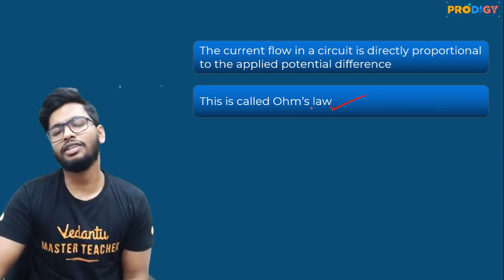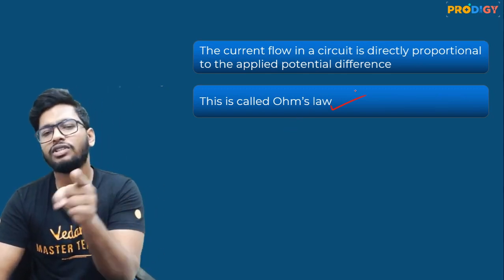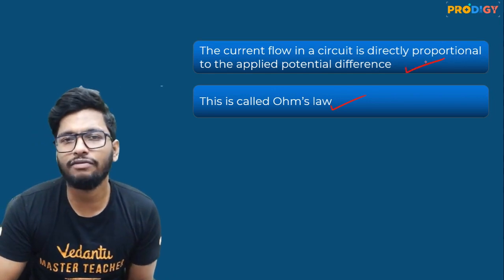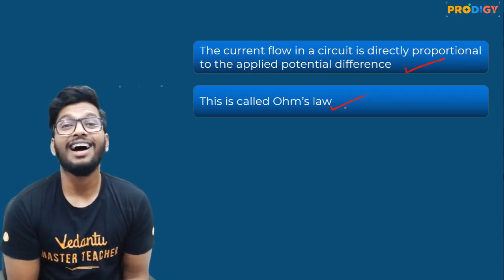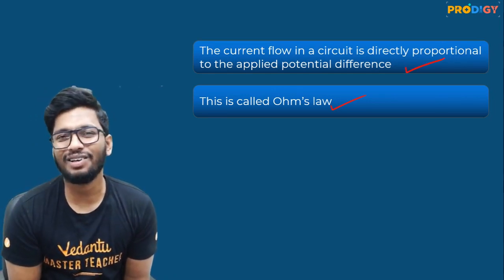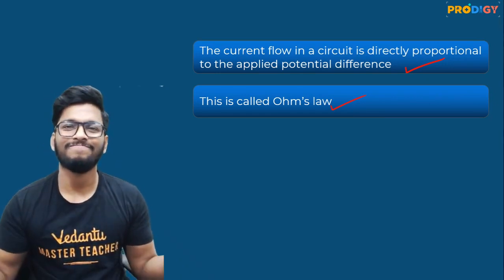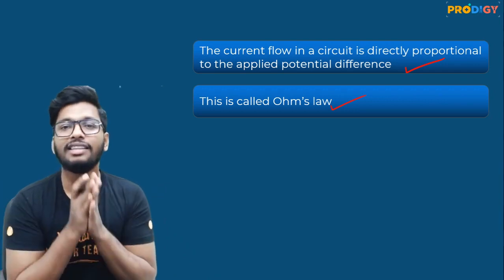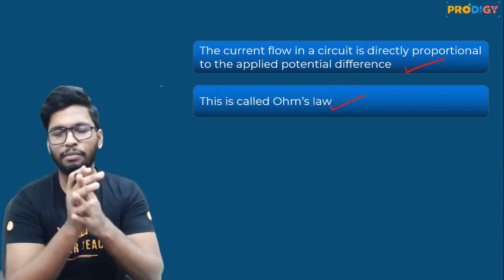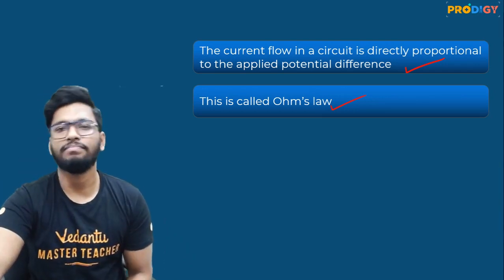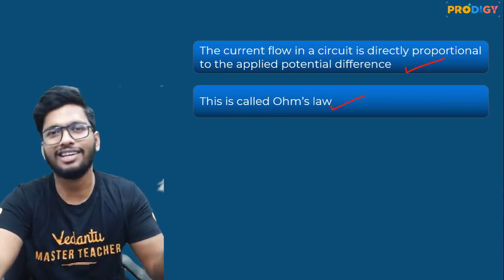The current flowing through the circuit is directly proportional to the potential difference applied at the terminals of a particular circuit. That, my friends, is what is called Ohm's law. Simple as that. I'll repeat the statement. The current flowing through the circuit is directly proportional to the potential difference applied at the two ends. That's all. That is Ohm's law.